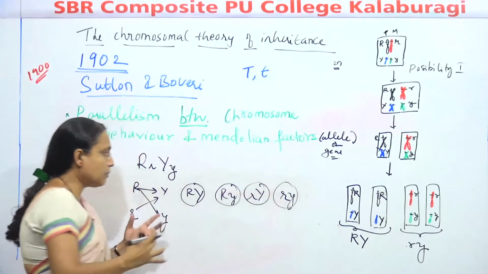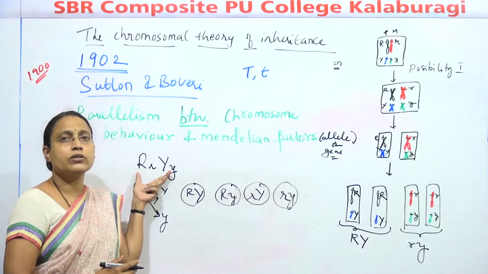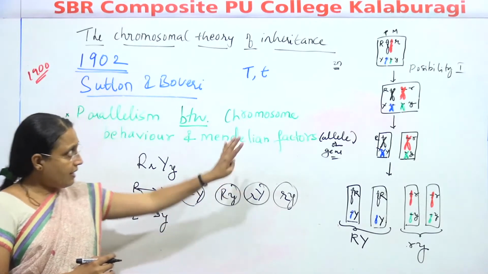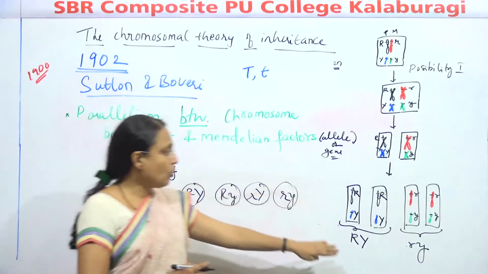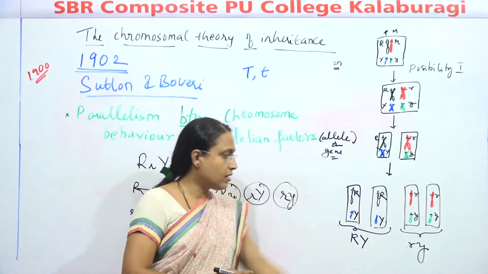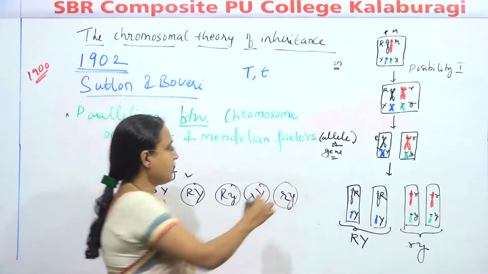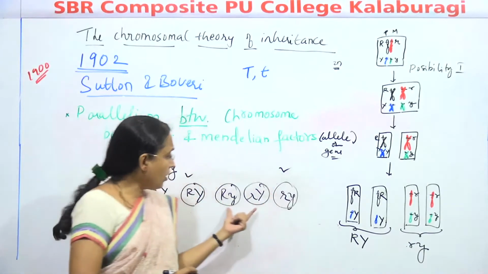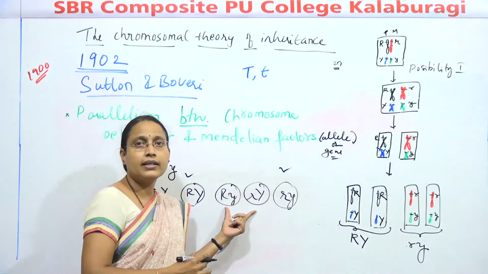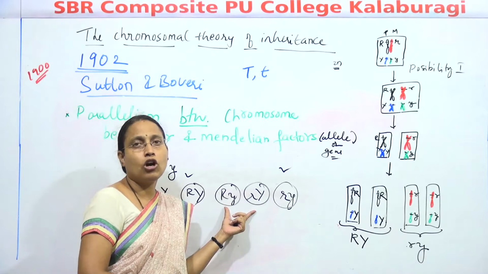So how many gametes did this parent produce according to Mendel? 4 gametes are produced. Now you can see that according to the chromosomal theory, only 2 gametes are possible here. What are they? R and Y, this one, and second is r and y. Then how does the second possibility, that is 2 more gametes, get produced? That is due to the concept called independent assortment.